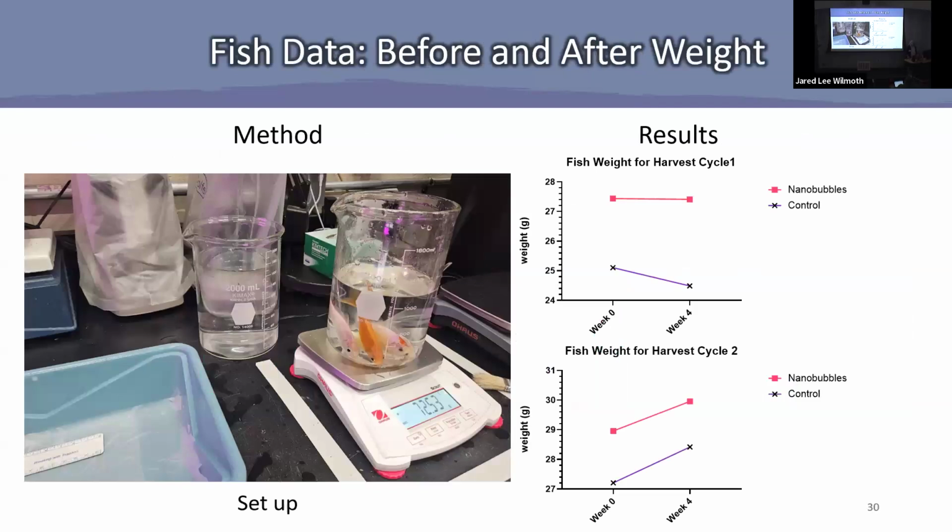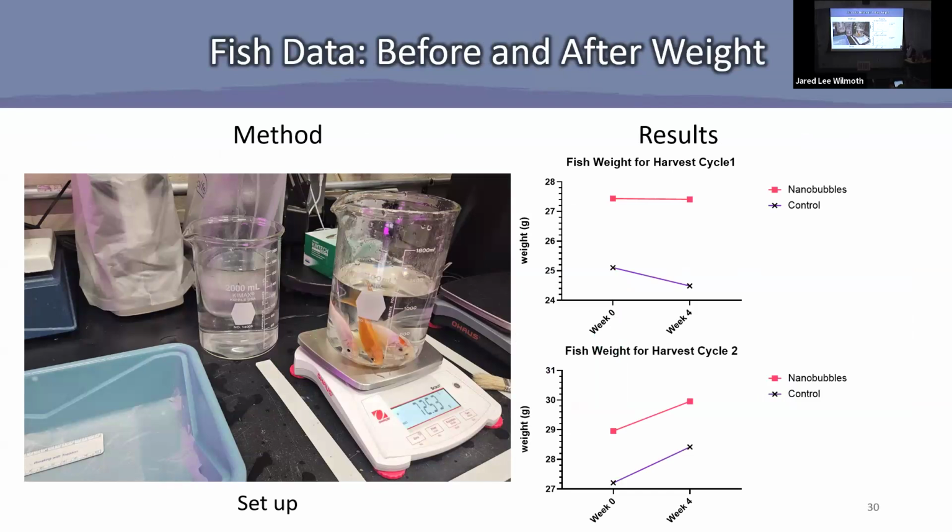So on to the experiment, the method and the results. For the fish data, we collected before and after weight, and here's the setup of how we were measuring. We collected the weight in batch. There's 4 fish per tank, and we just had this on a scale. We weighed the 4 fish, and then next to it, to the side, you see the bin with a damp tissue paper where we were collecting the length of the fish.